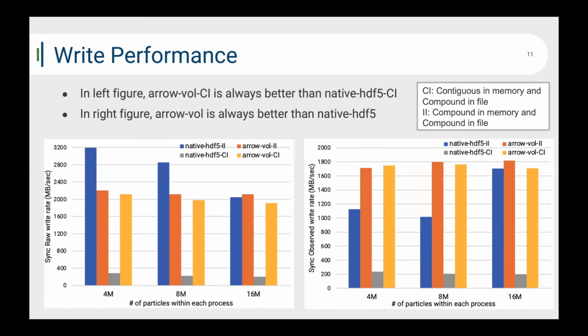Well, according to the observed write rate result, Arrow always performs better than native HDF5 in all data sets for both CI and II patterns. So for the write performance, Arrow is a little better than the native HDF5.